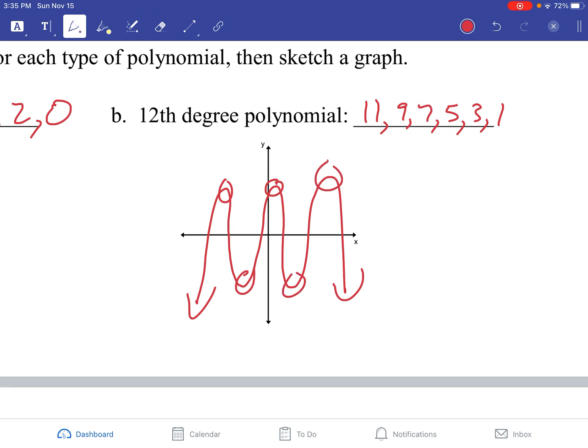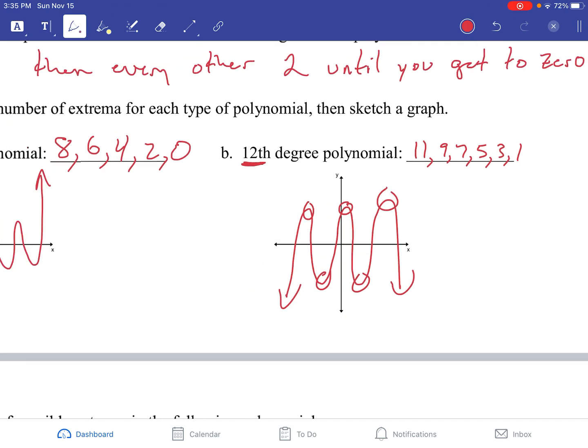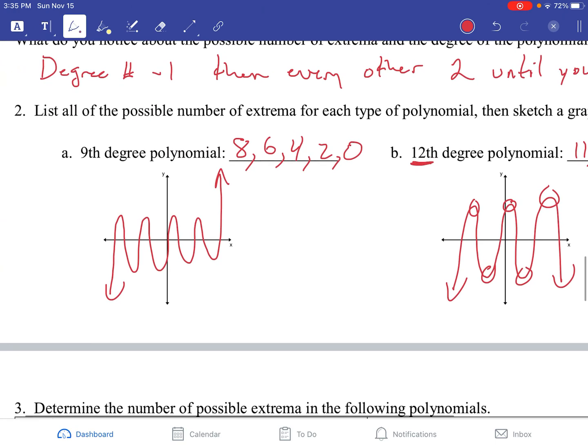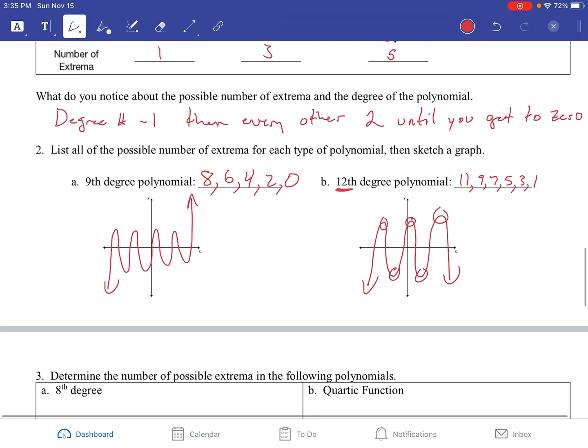The reason I knew that other one was wrong is because it was an even degree. That means it has to start and end in the same direction. So good key thing to think about there. As with the 9th, since it's an odd, they start and end in different directions. So I know that one was okay. Okay, so that's the pattern you get for extrema.